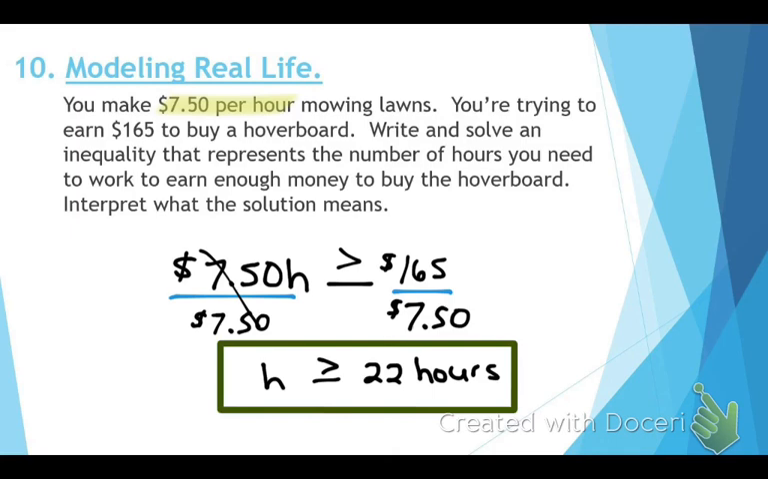Very good. Could I say, and this is what I saw in a lot of people's quizzes, you must work 22 hours? Is that true or not? That's not true, guys, because this does not say equals. It says greater than or equal to. Not only could you say, I must work at least, how else could I say it? You can work more than or equal to. I could work 22 or more hours.